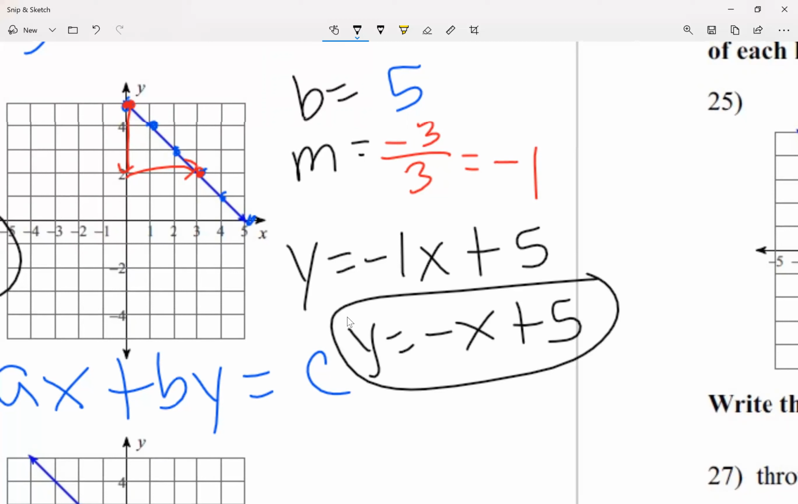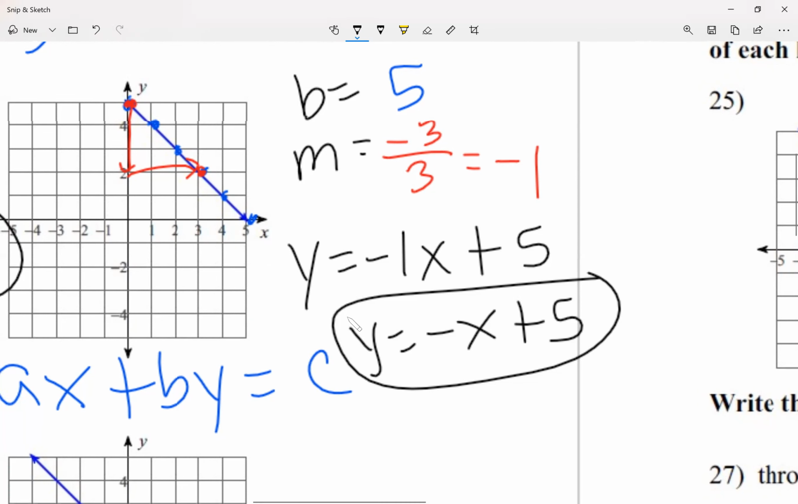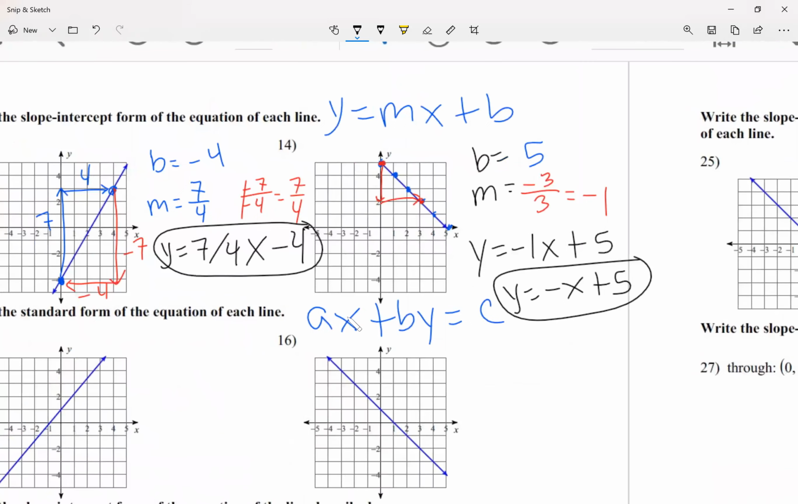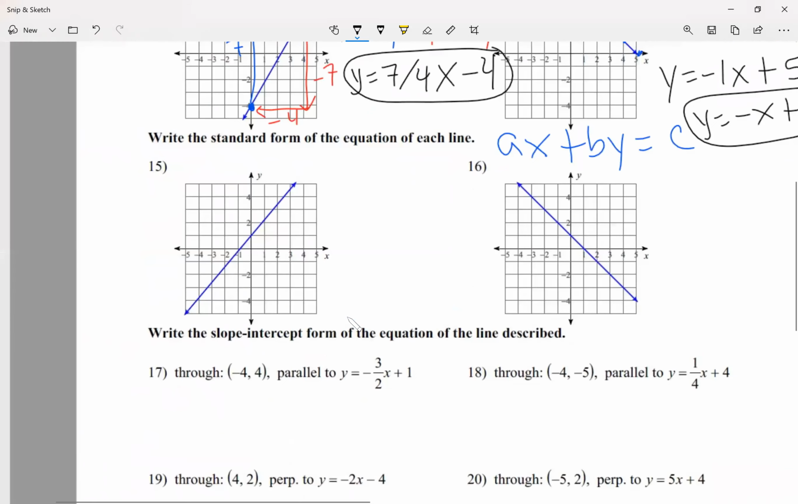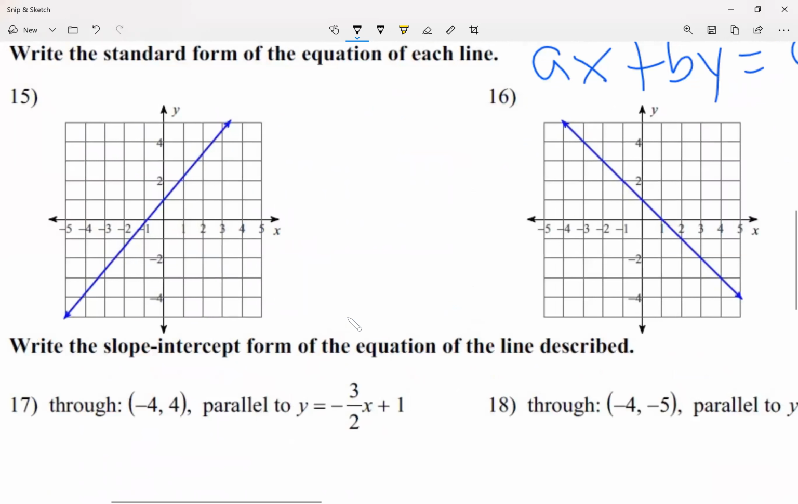If we were in foundations, fine, we can write 1x. But we are in algebra 2. So at this point, not 1x. Just write the letter x. So negative x. So that was how we did slope-intercept form. Now, standard form. Let's take a look.